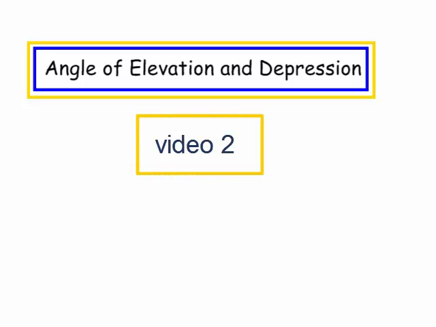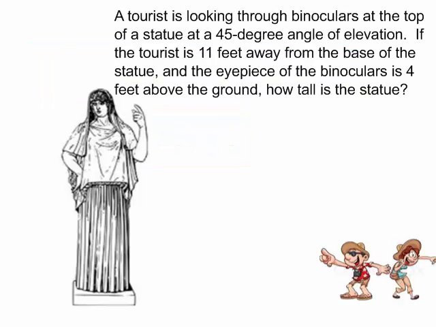We are going to work a couple of problems dealing with angles of elevation and depression. A tourist is looking through binoculars at the top of a statue at a 45-degree angle of elevation. If the tourist is 11 feet away from the base of the statue and the eyepiece of the binoculars is 4 feet above the ground, how tall is the statue?